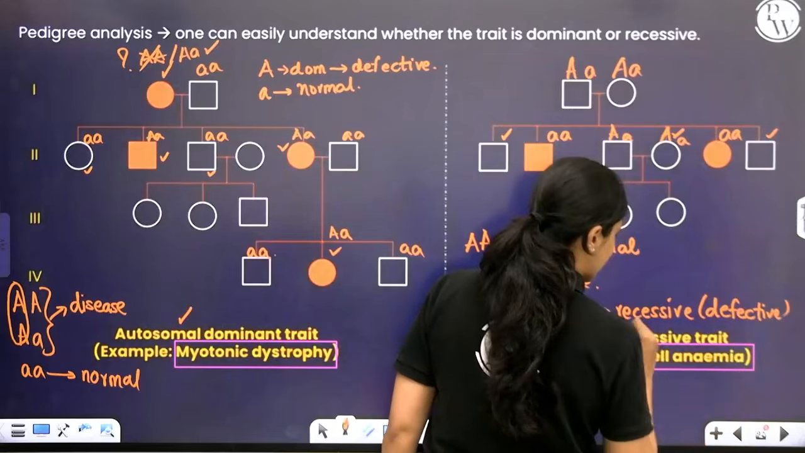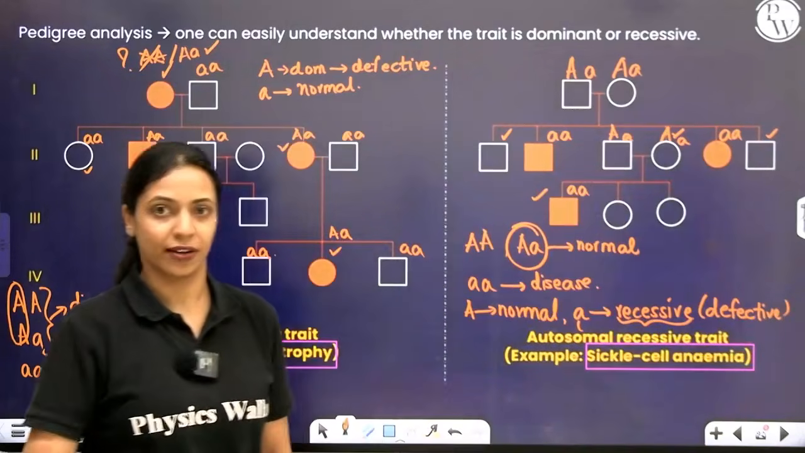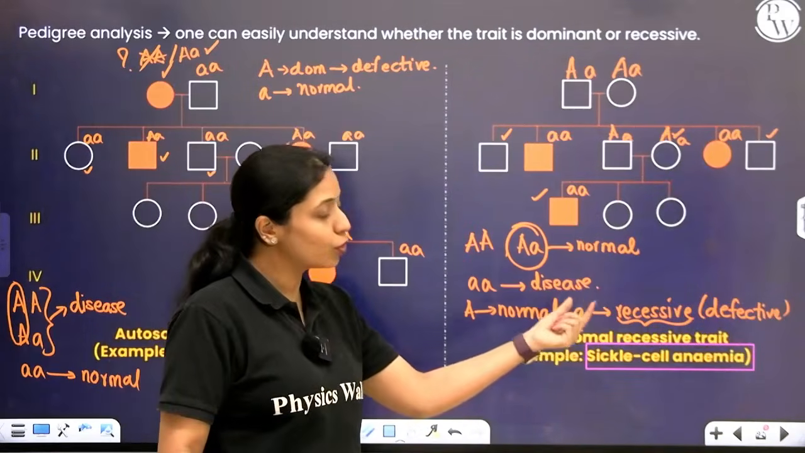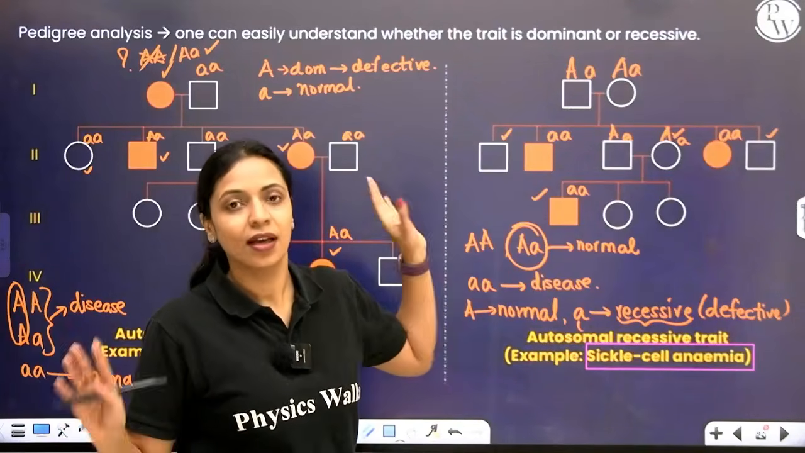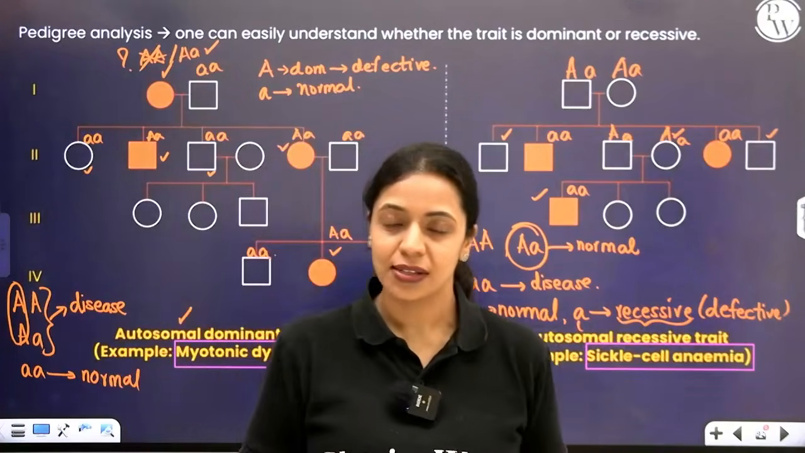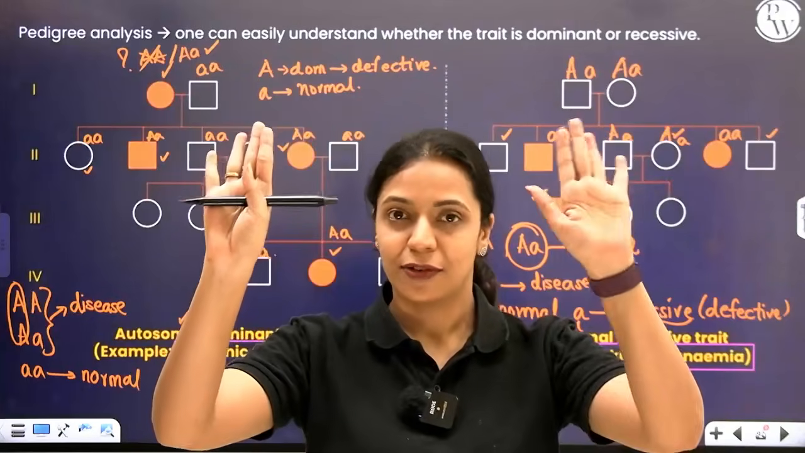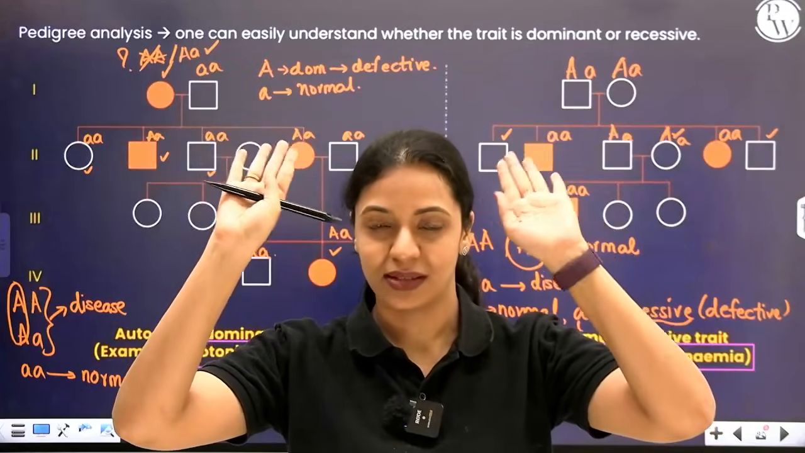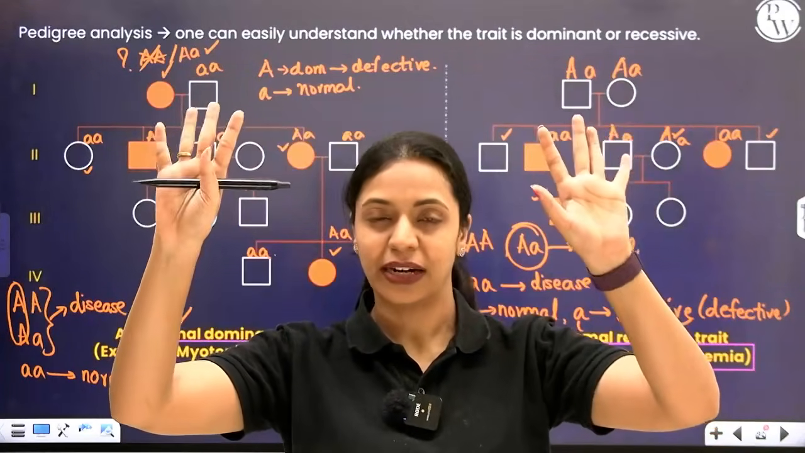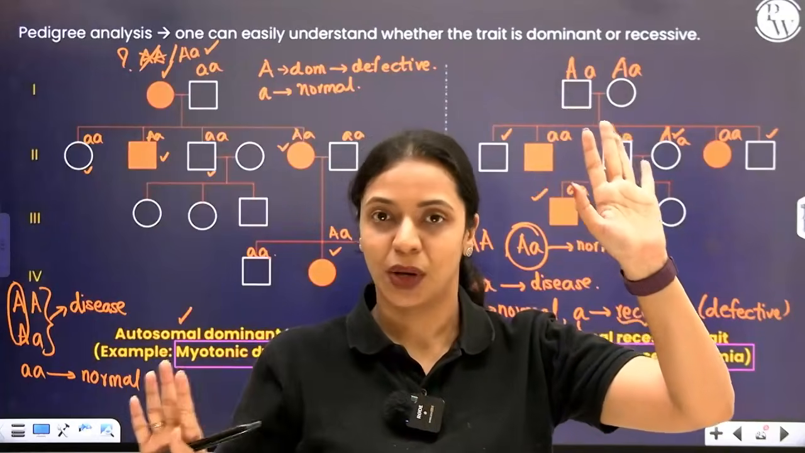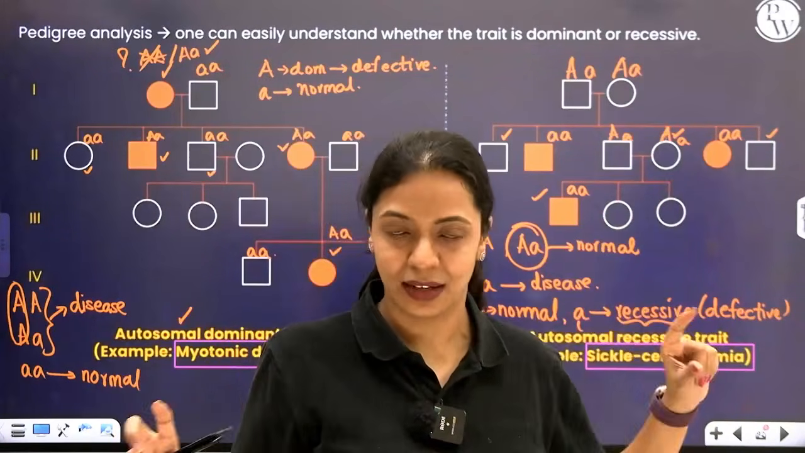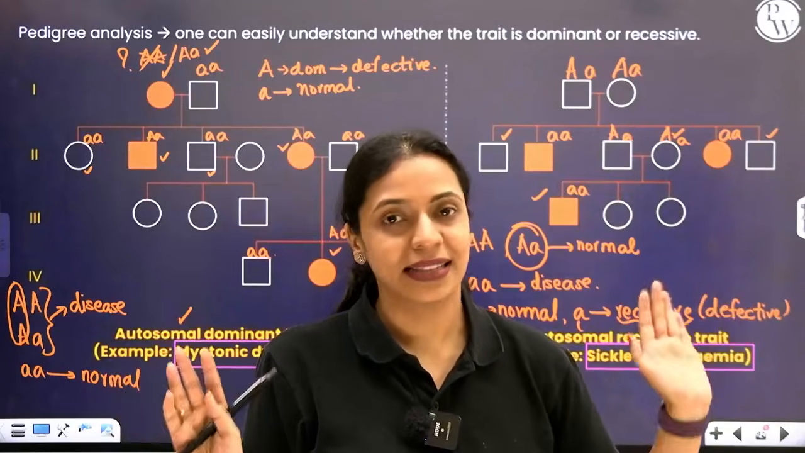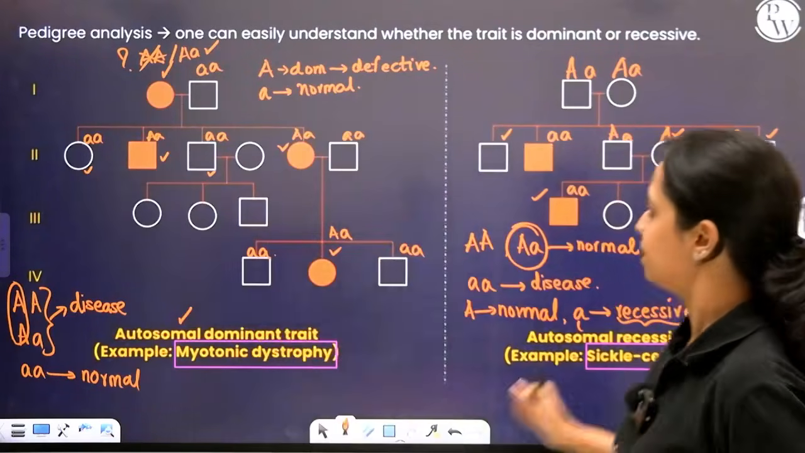You know that recessive traits express only in homozygous condition. So unless there are two copies of the defective allele, you will not see the symptoms of the disease. In dominant disorders, if you see parents are affected, at least one of the parents showing the symptoms of the disease or showing the trait, then only the offspring will show the trait. But if the parents are not showing the trait and you see the trait in the offspring, in the children, then it is recessive. Okay?